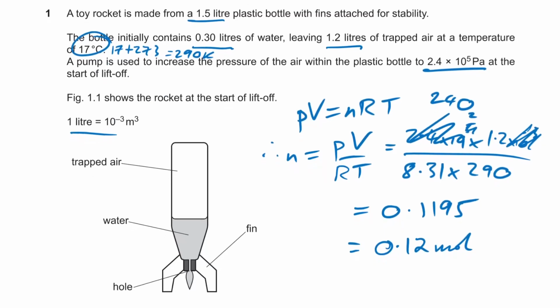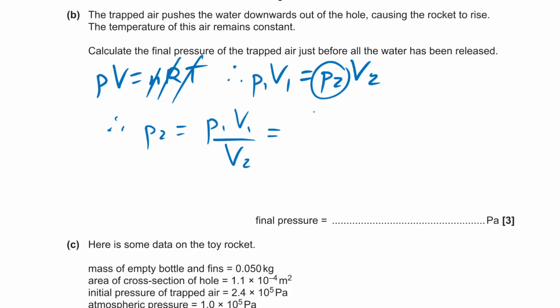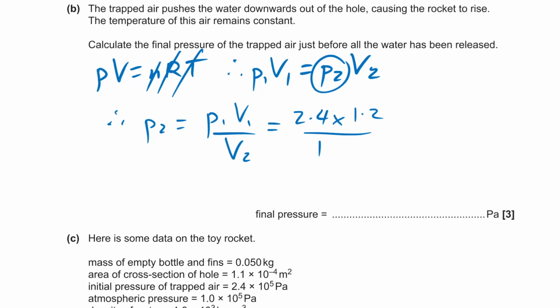What was our starting pressure? 2.4. We can just say 2.4 because it's all relative; we know our answer is going to be times 10 to the 5 in the end. Times that by the first volume, 1.2 litres, and then it's expanding to 1.5 litres. If you put the times 10 to the minus 3 on both of those, they cancel, so there's no point. That gives me 1.92, but we should go to 2 sig figs, so 1.9 times 10 to the 5 pascals.